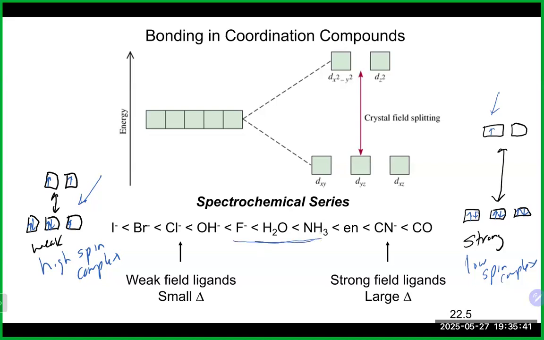Well, I'll be honest with you. In the middle, it could go either way. And sometimes they will give you some information. They may tell you, hey, do this for the weak field, or do this for the strong field, or do this for the high spin complex or low spin complex. So sometimes in the middle, they'll give you some information if you're not sure. And if they don't give you any information, sometimes it doesn't matter.